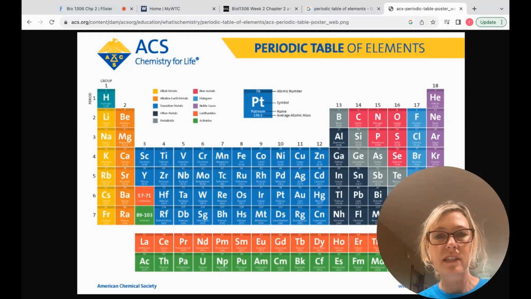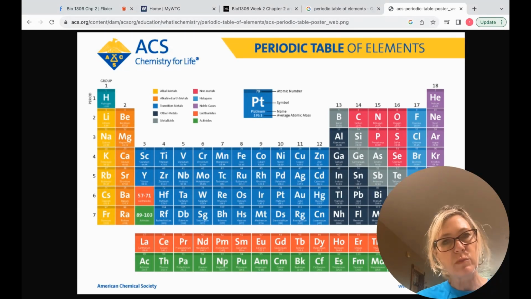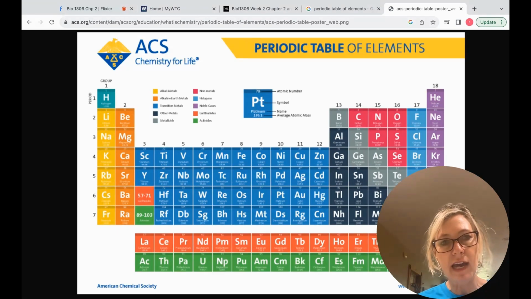Hey students, this week we're going to cover chapter 2, which is the chemical context of life. And so we will go through this chapter, and things that are really important in here are going to be matter and that it consists of chemical elements. We're going to look at why elements and their properties depend upon the structure of that atom.